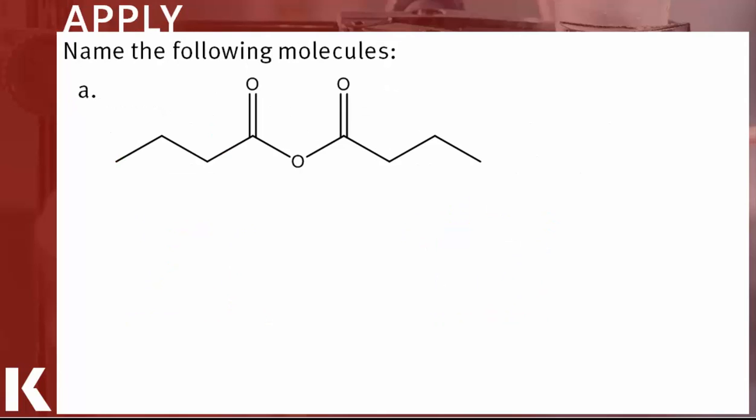Now for you to get some practice. Molecule A, it's symmetrical. So like you've seen before, let's break it apart into its 2 corresponding carboxylic acids. Here's the one on the left, here's the one on the right. Looks like they're both 4-carbon chains, so we get butanoic acid for each of them, which means it's going to be butanoic anhydride.